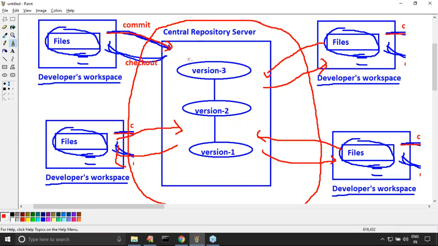The developer will connect with that central repository server and get some files. He will work on those files, and after completing his work, he will send those files to the repository. All operations like checkout and commit will be performed on the central repository, but not in the developer's workspace. Remember, the developer workspace in this model is a dummy which contains only working files.